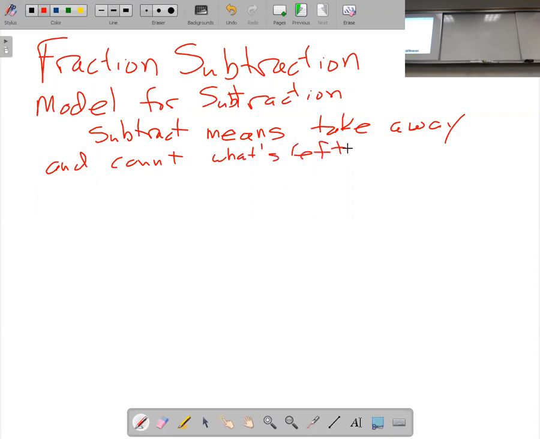And then we have to take it away, we have to report an answer. So that's what subtraction means. What is a fraction? So we also need a model for fractions. And the model we used in the addition stuff was equal parts of a whole area.